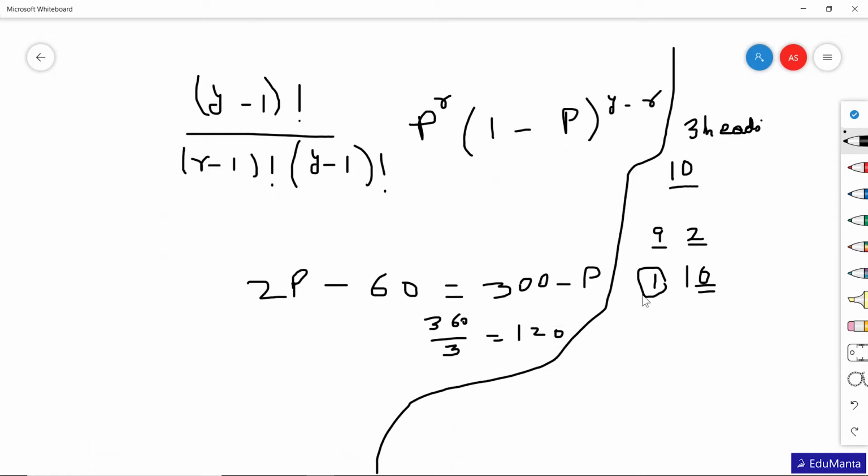So you can also see this particular part as follows: the 10th trial is an independent trial, and the probability of getting a head at that 10th trial is of course the probability of a head turning up, that is 0.5, right?